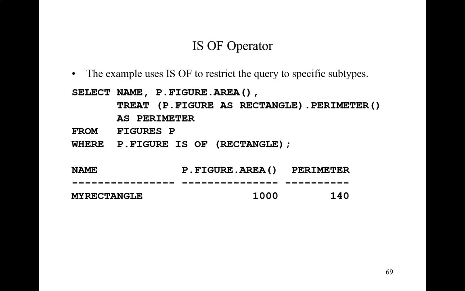Without the where clause, we actually returned two objects, one rectangle object and one circle object. Recall that the figures table, which is the target of this query, is declared as having polygon objects, which is a supertype of rectangle and circle. In this query, we're using the isOf in our predicate to ensure that the figure is a rectangle, and this eliminates circle from the result.